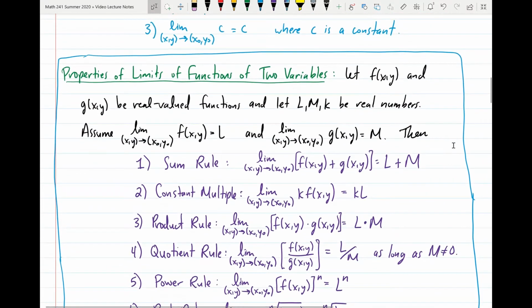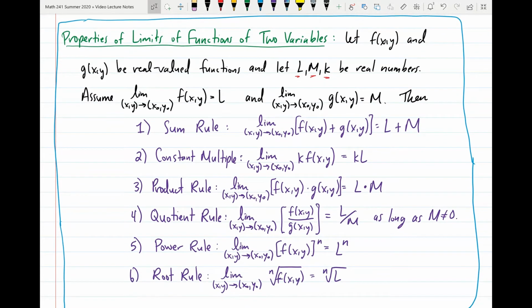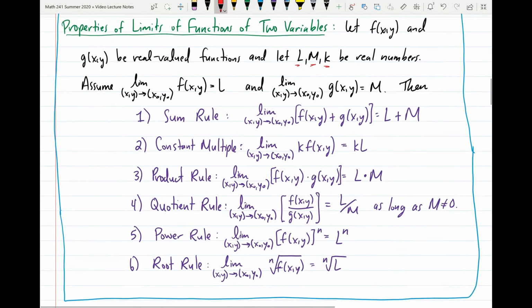So if we let f of xy and g of xy both be real valued functions, and we let capital L, capital M, and K be real numbers, and then we're also going to assume that the limit as xy goes to x naught y naught of f of xy is equal to L, and also that the limit as xy goes to x naught y naught of g of xy is equal to M. Then we have all of these following properties.